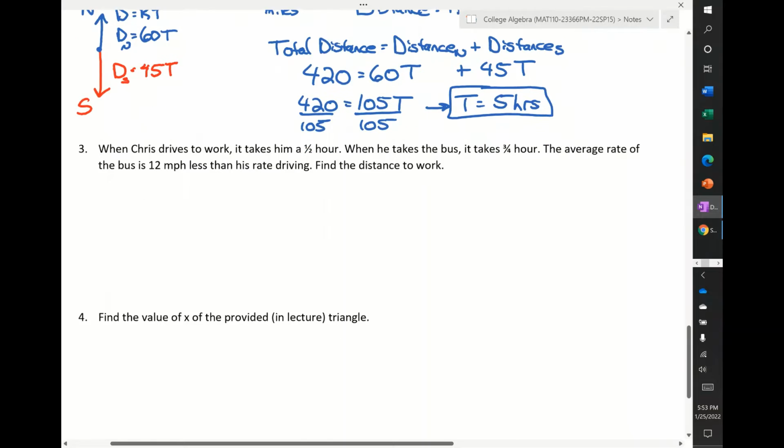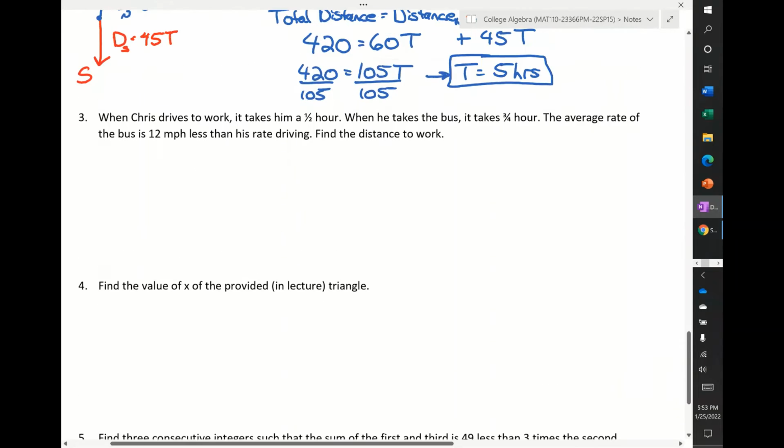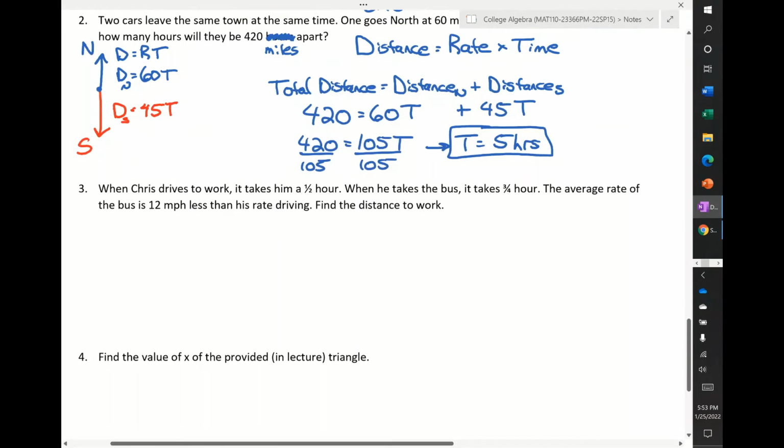Let's take a look at number 3. All right, so Chris is driving to work and then he also takes the bus. It says that when he drives himself, it takes him a half hour. When he takes the bus, it takes 3/4 of an hour. The average rate of the bus is 12 miles per hour less than his rate driving. Find the distance to work.